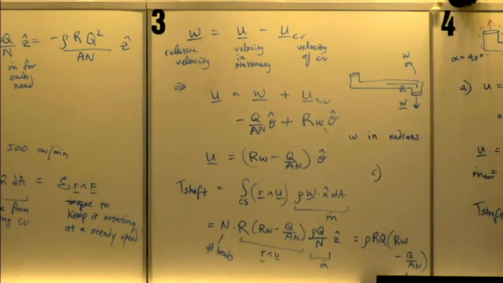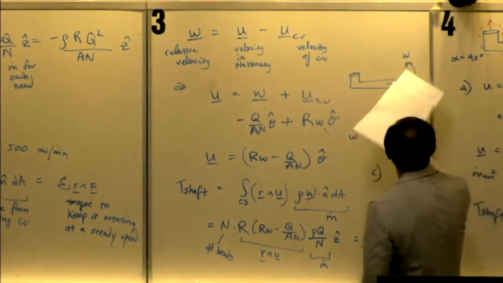Yeah. In the diagram where you wrote W going upwards, is that supposed to be UCV? Oh, this is supposed to be omega.